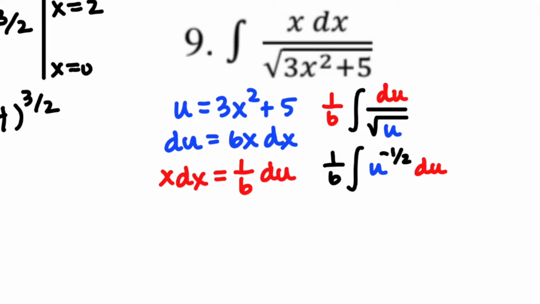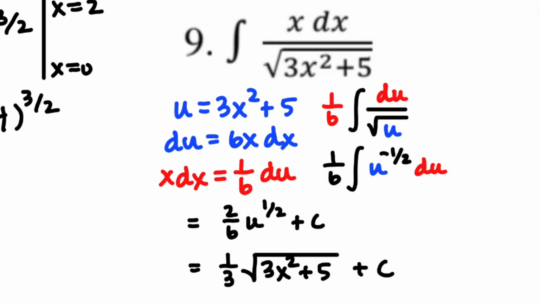And then now I'm going to add 1 to the power on u, so that'll be u to the positive half, divide by the new power. It's like multiplying by 2, so I'd have 2/6 or 1/3 u to the positive 1/2 plus c. And I know that u was equal to 3x squared plus 5, so I can make that substitution and say, okay, 1/3 of the square root of 3x squared plus 5, possibly plus a constant.